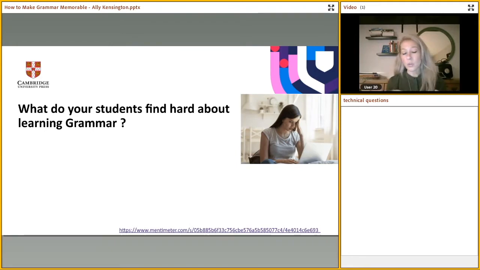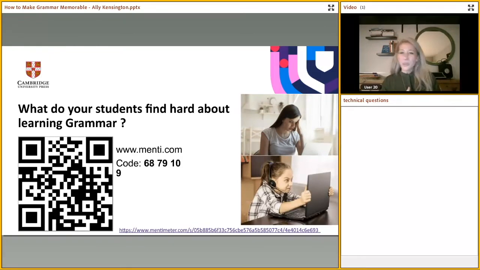Normally, we were going to do a word cloud, but as I said, I wasn't expecting 300 people. I don't think the program could have taken it as well. So we're going to be doing some self-checking as well. Please write down, what do your students find hard about learning grammar? I'm just going to give you half a minute. I can hear you saying, Allie, we don't even need to write. We know it so well.